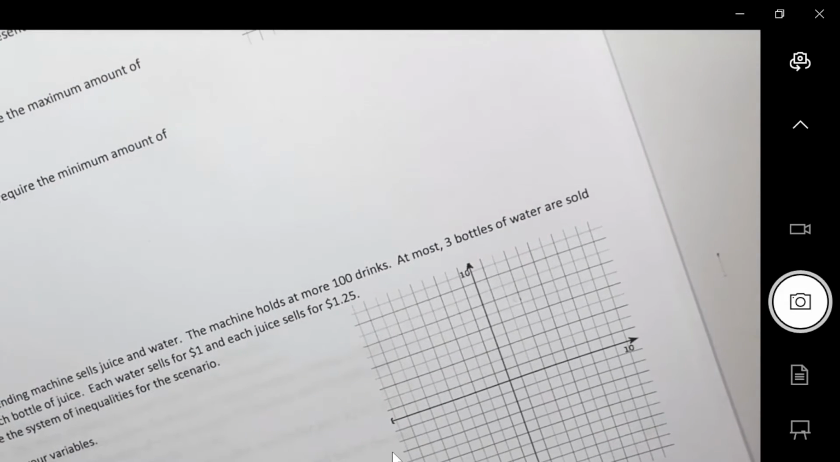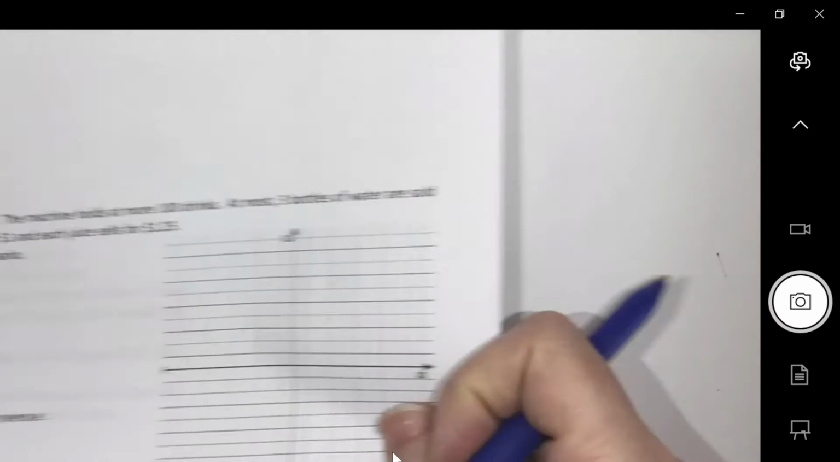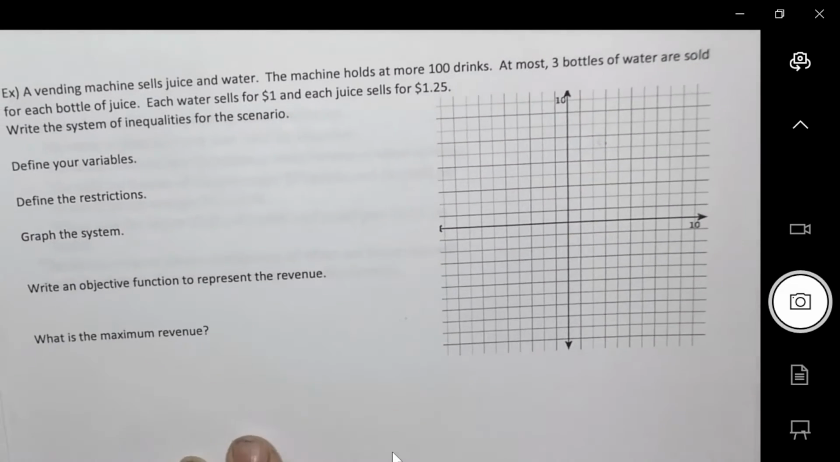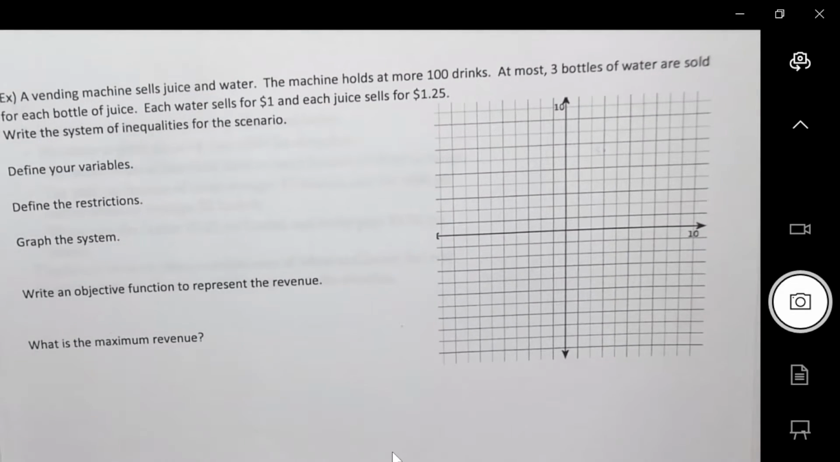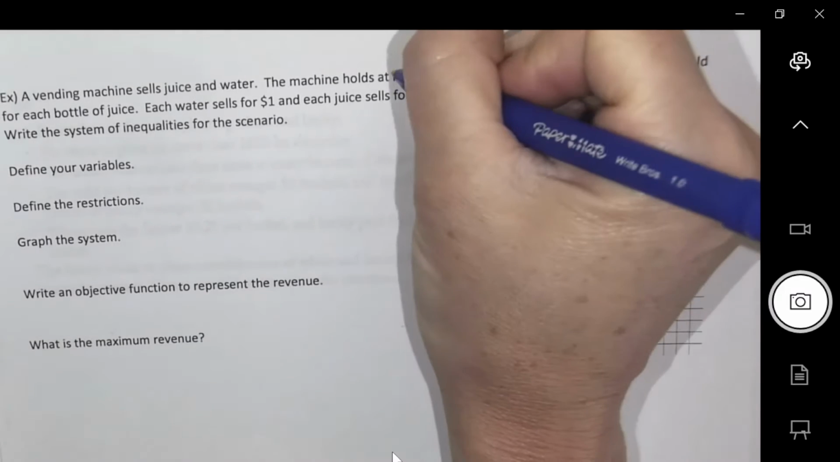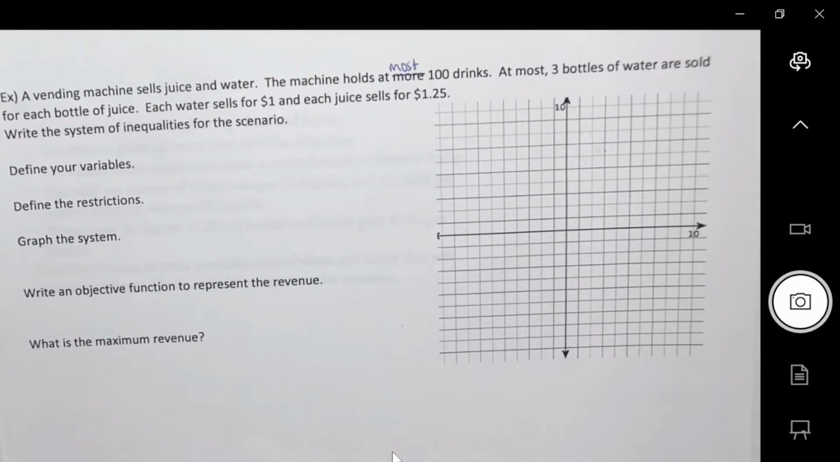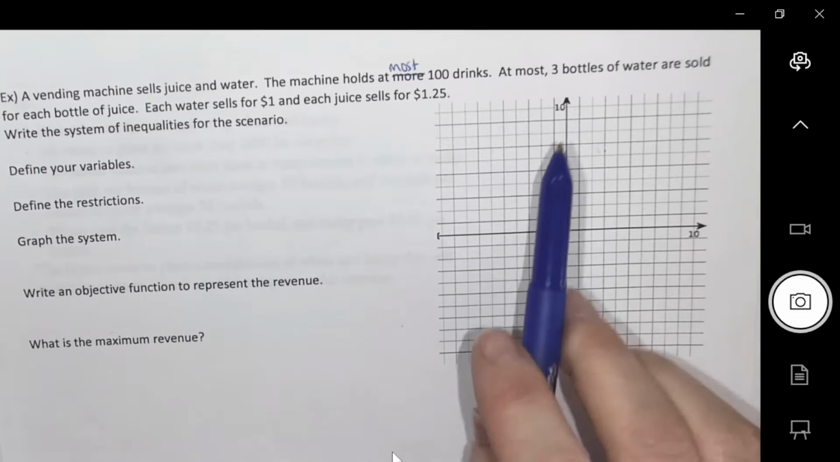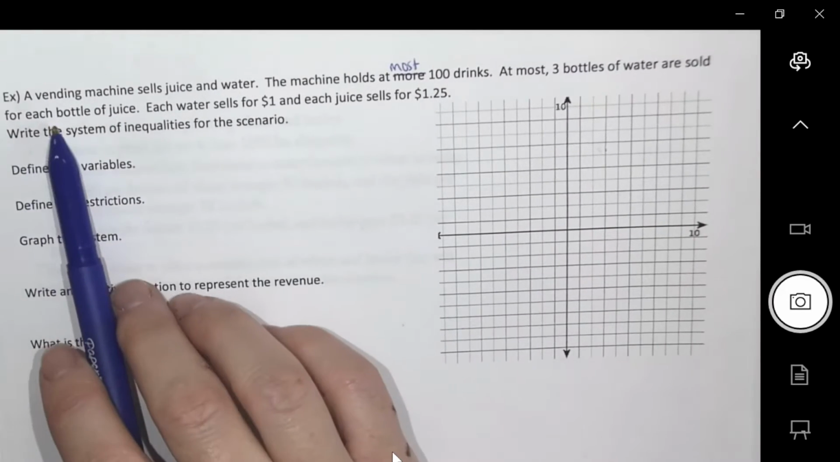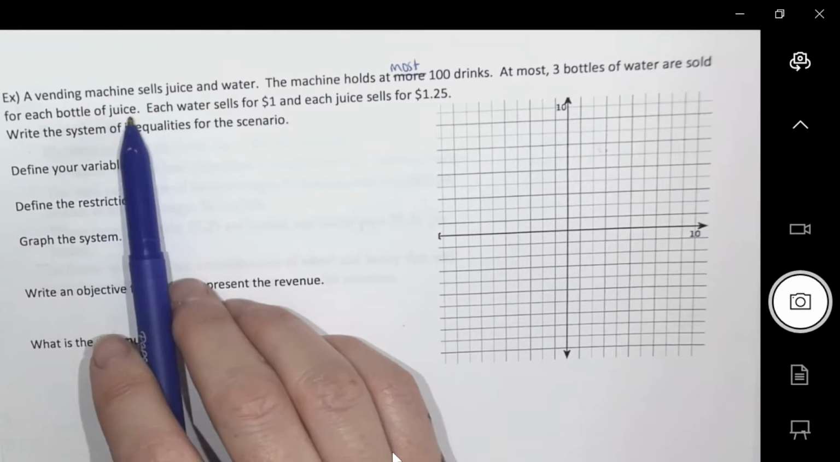I'll pick one more to do today maybe, and then we'll do some tomorrow. Okay, let's try this one, a vending machine one. So the machine holds, oh, I think this word is supposed to be at most. The machine holds at most 100 drinks. At most, 3 bottles of water are sold for each bottle of juice.